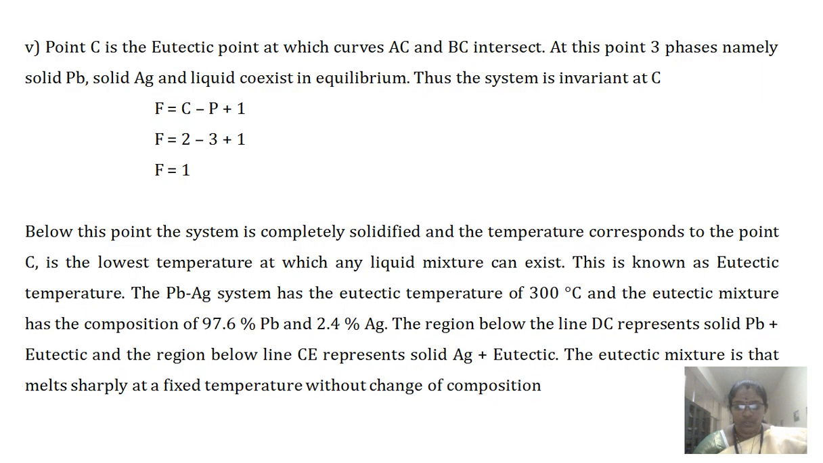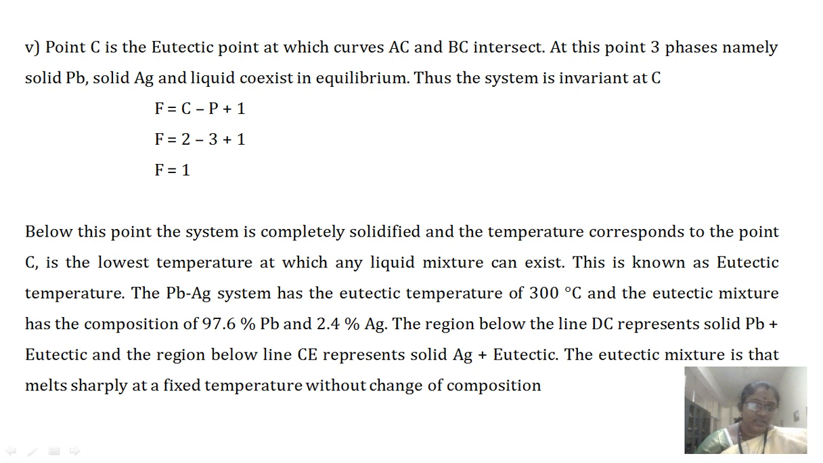That will be 1. Point C is the eutectic point at which curves AC and BC intersect. At this point, three phases, namely solid lead, solid silver and liquid, coexist in equilibrium. Thus, the system is invariant at C. That is F is equal to C minus P plus 1, where C is 2 and P is 3. And if we add this, it will be 0.